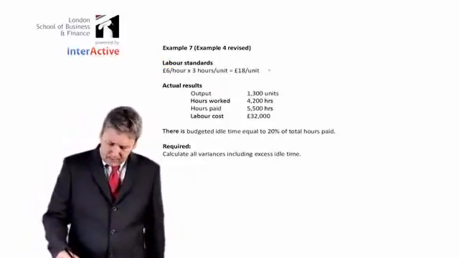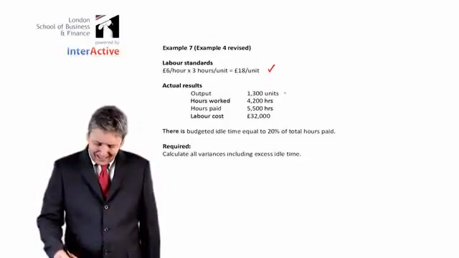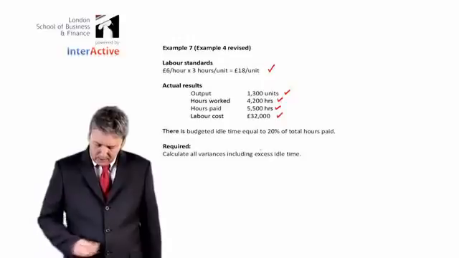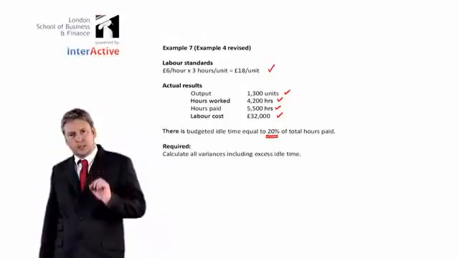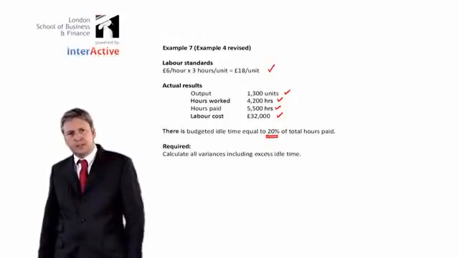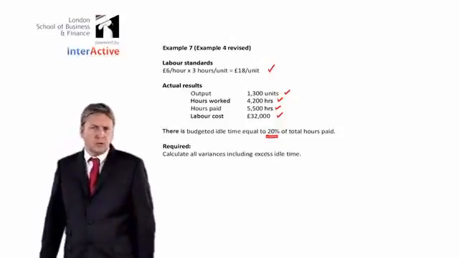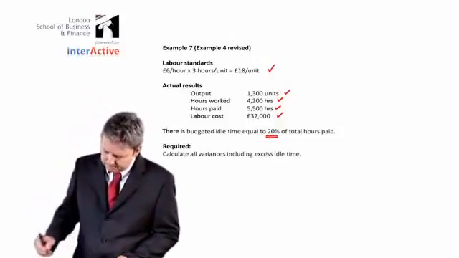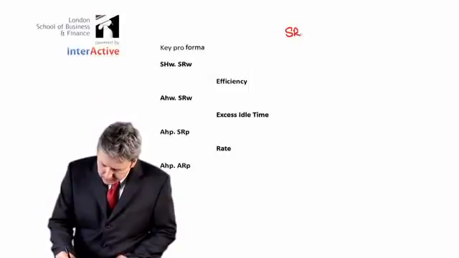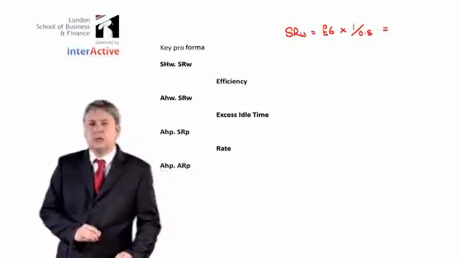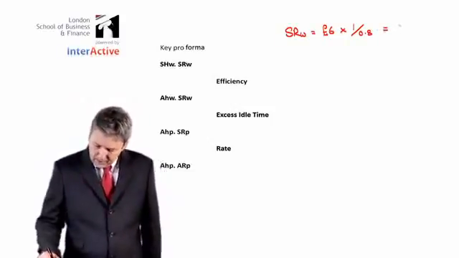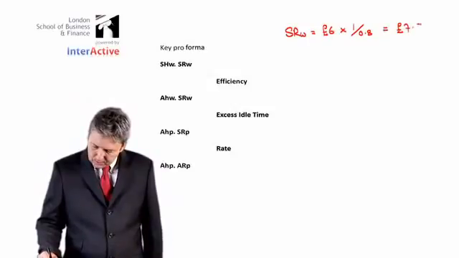We've got exactly the same labour standards. We've got exactly the same units and hours. The only thing now we have is we've got budgeted idle time of 20%. What's the first thing we have to do? Well, the first thing I want you to do is to get the standard rate per hour worked. So the standard rate per hour worked is going to equal £6, the standard rate paid, multiplied by 1 over 1 minus the idle time percentage, 1 over 0.8. And we end up with a standard rate per hour worked of £7.50.